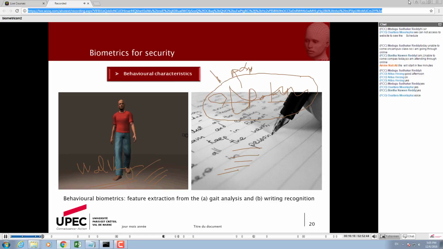Writing, signing, what else? Keyboard typing. If you use a keyboard and you type any text, and I give the same text to two different persons, probably the way they use the keyboard will be different. Do you agree with me? So typing using the keyboard is regarded as one modality in behavioral biometrics.